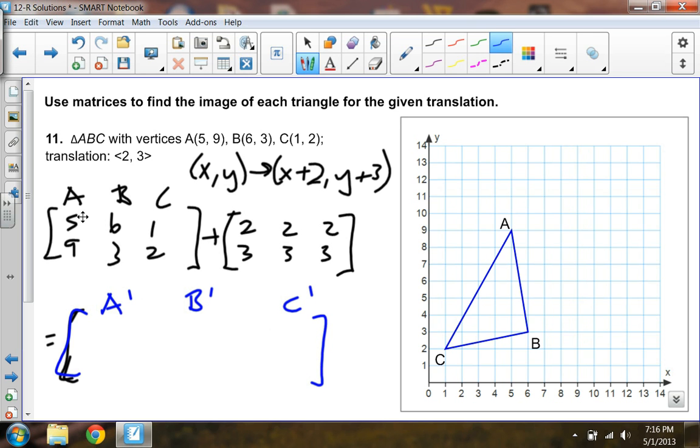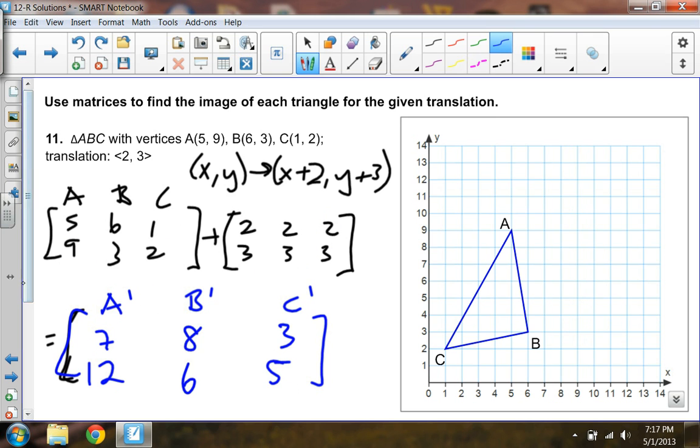So you add entry by entry. For instance, this 5 adds with that 2, and I get 7. And it goes in that corner. This 6 adds with this 2, and I get 8. This 1 adds with this 2, and I get 3. And then this 9 with this 3, and I get 12. This 3 with this 3, and I get 6. And then this 2 with this 3, and I get 5.